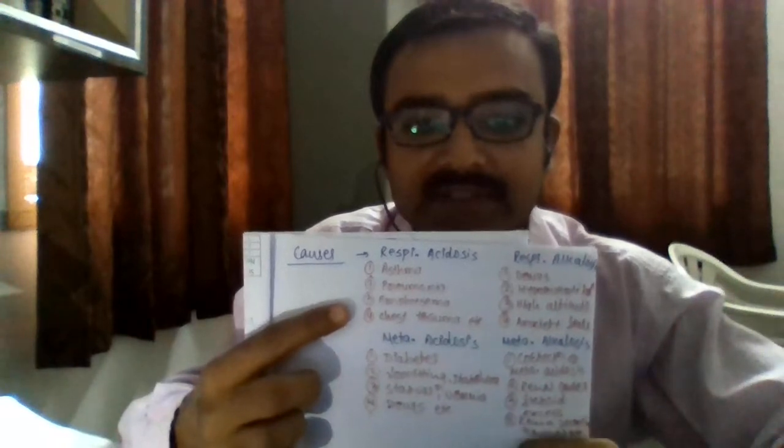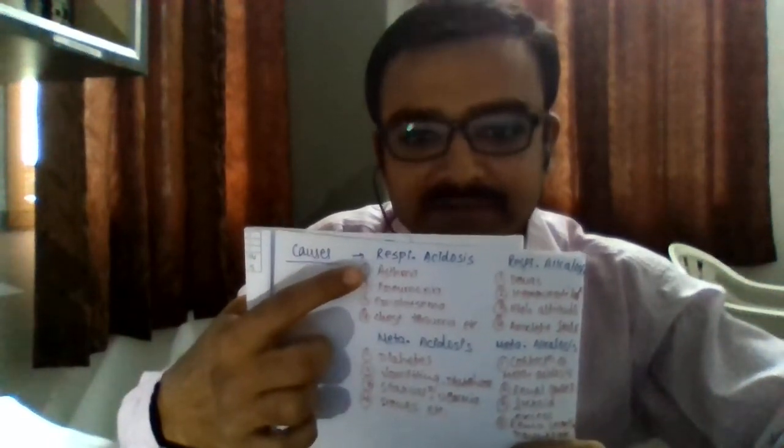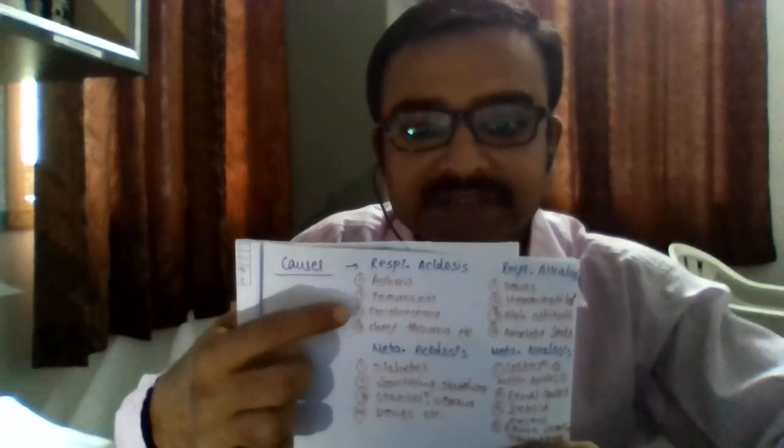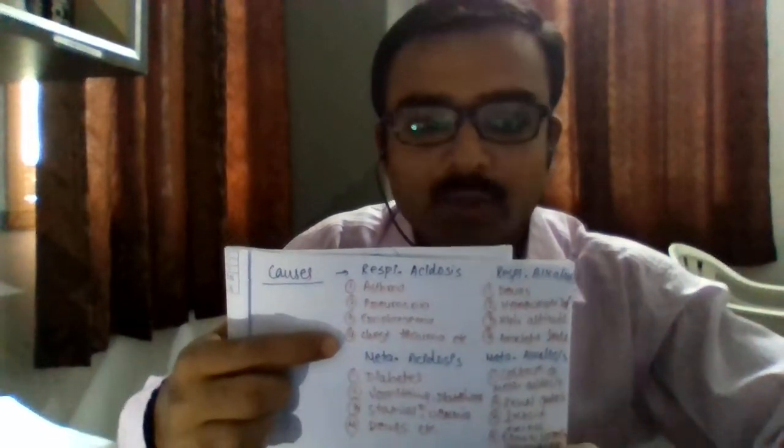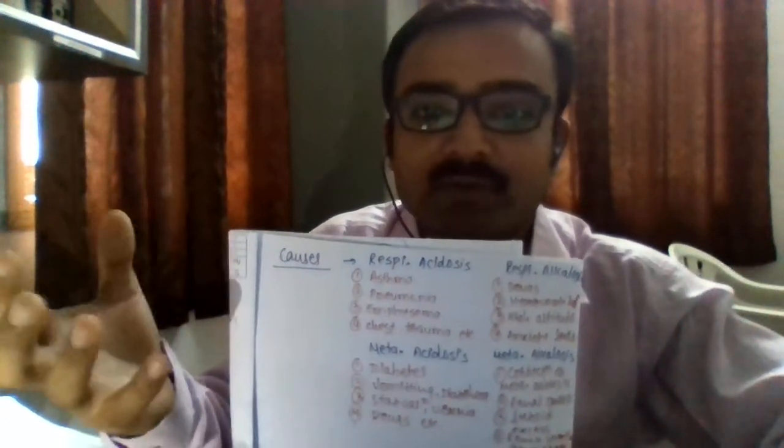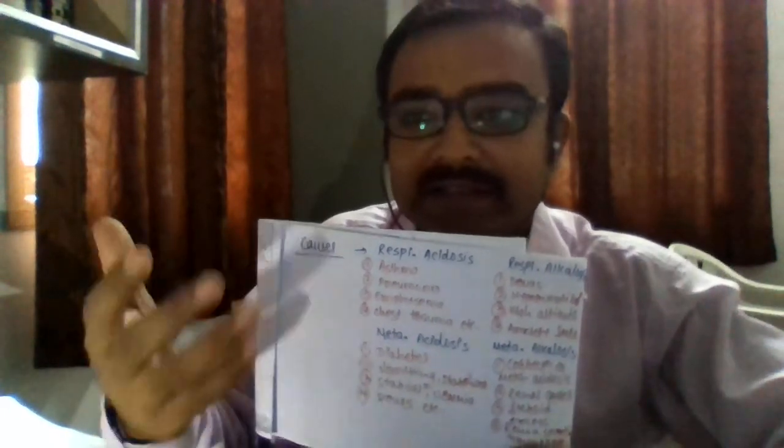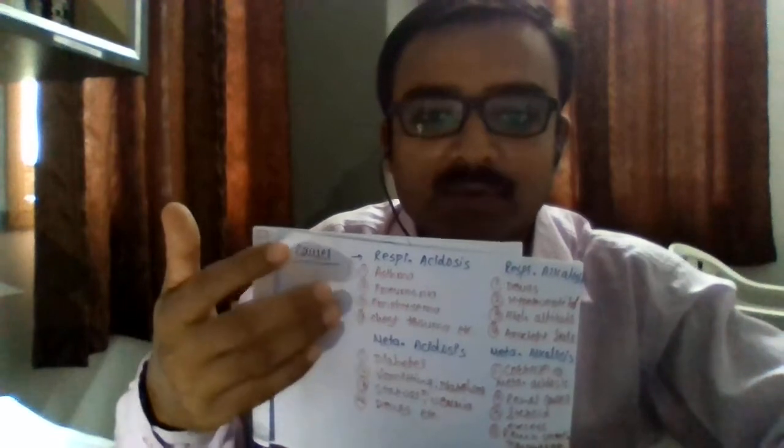Let us discuss the etiological factors for respiratory acidosis, respiratory alkalosis, metabolic acidosis, and metabolic alkalosis. Respiratory acidosis results when the CO2 starts getting accumulated in the body. It can occur because of bronchial asthma, pneumonia, emphysema, or trauma to the chest wall, which will result in less exhalation of CO2. The CO2 will keep on accumulating in the blood.